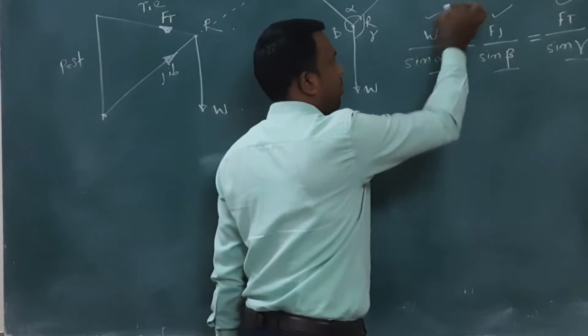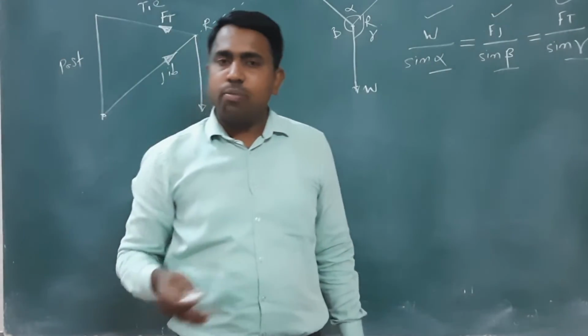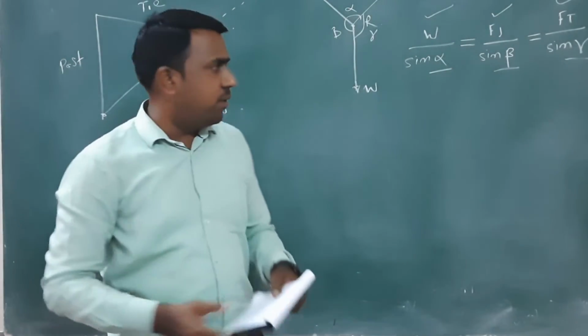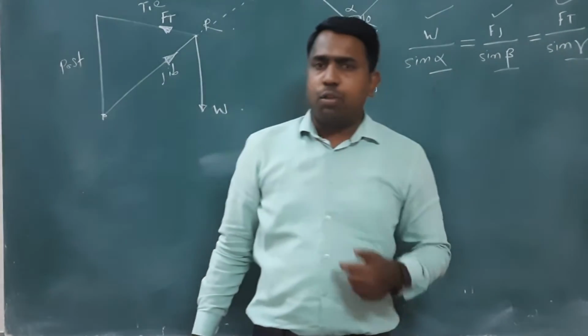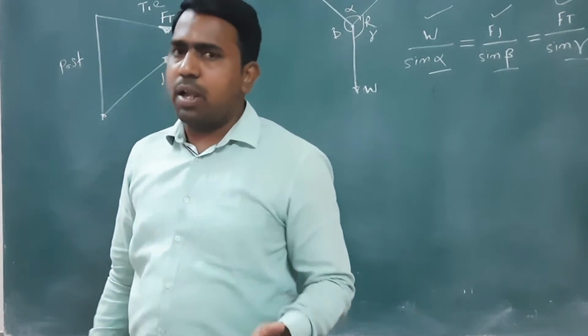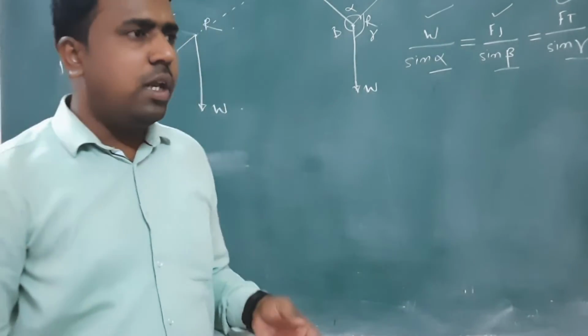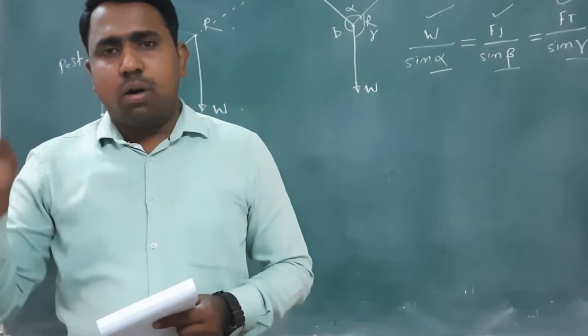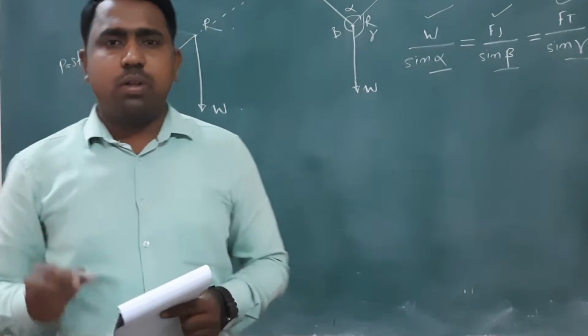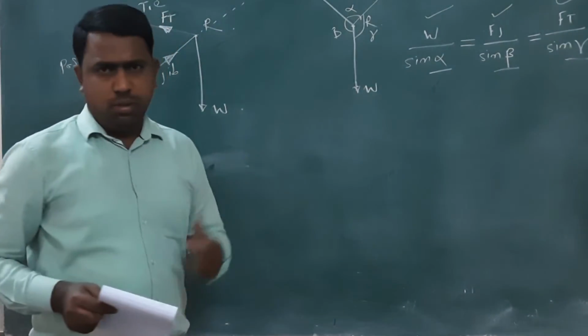The load W is known to us, because during the experiment we apply the load W, but we don't know the values of the angles alpha, beta and gamma. So how do we find the angles between the forces? For that we have to draw the force triangle and the space diagram. With the help of the observation table, how to draw this diagram, we will discuss.